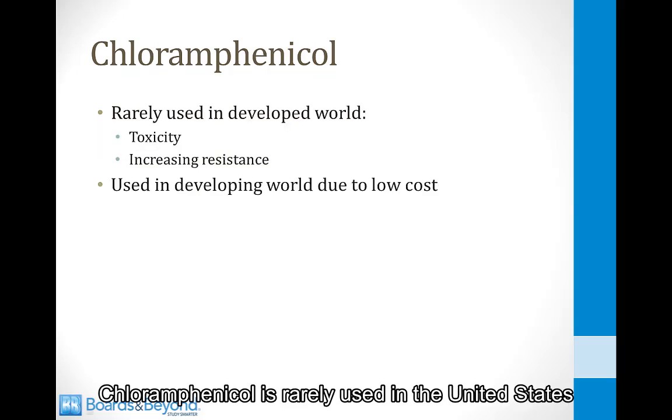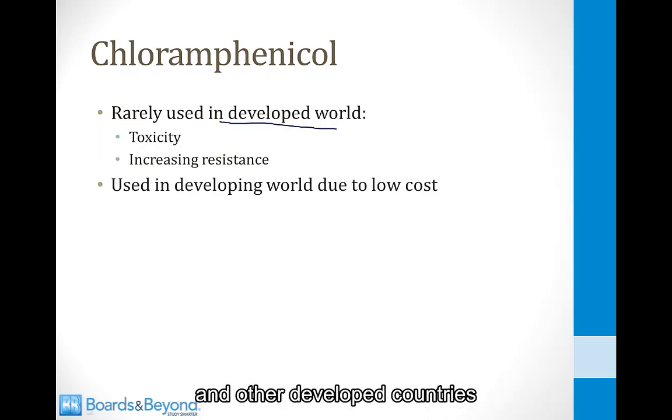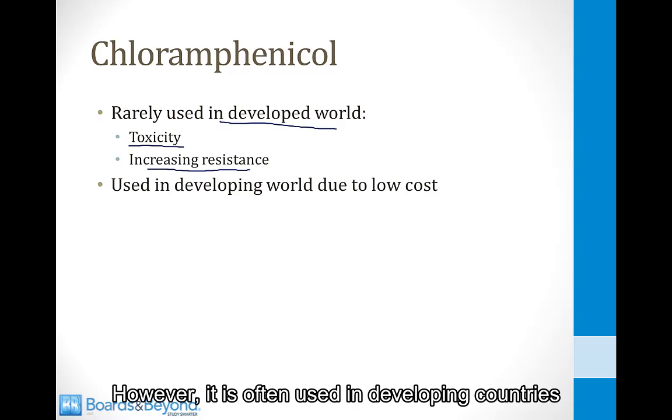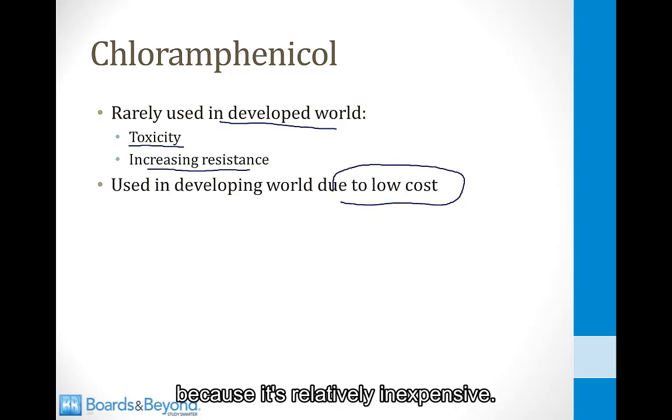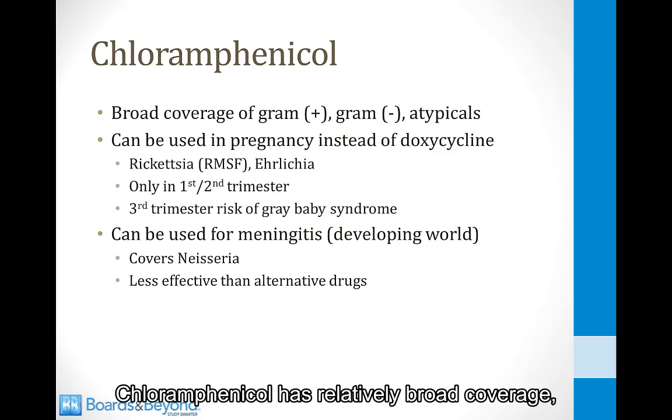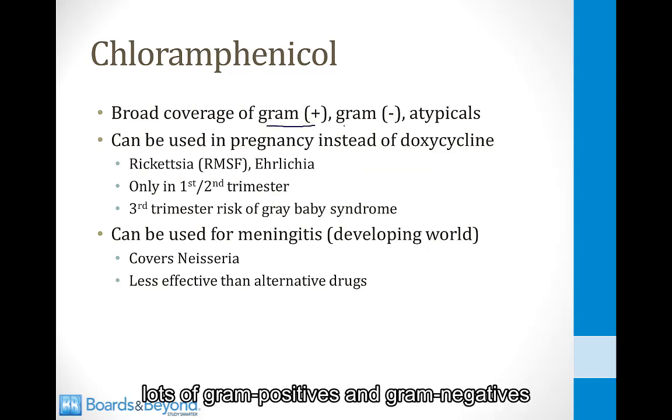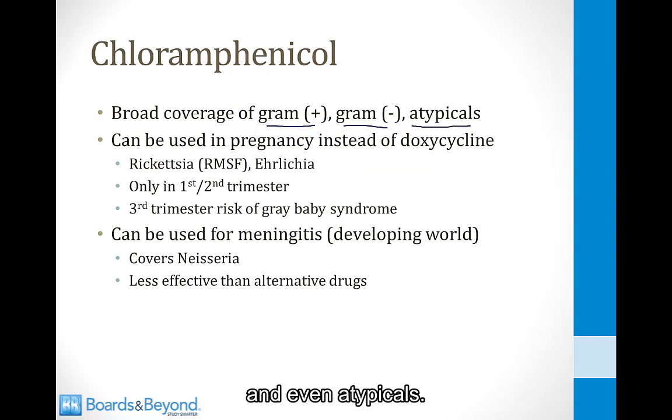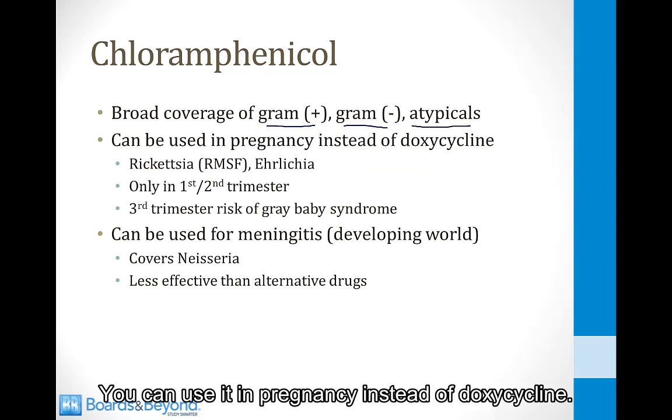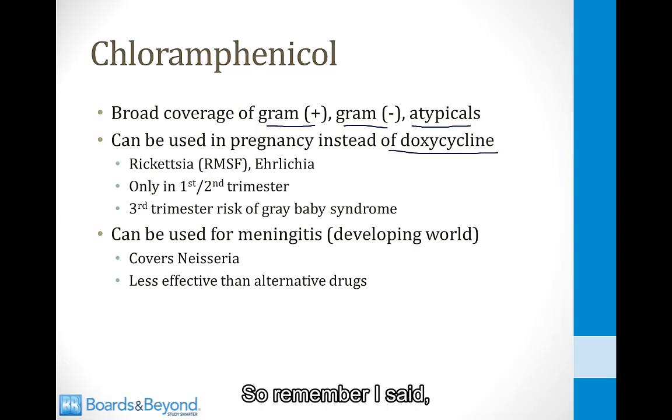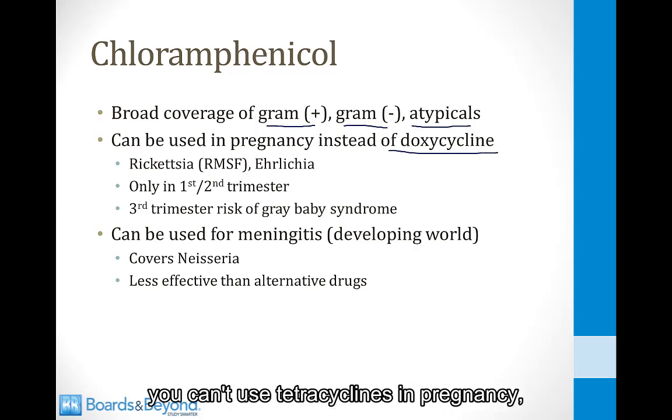Chloramphenicol is rarely used in the United States and other developed countries, and that's because it has a lot of toxicity and there's a lot of resistance. However, it is often used in developing countries because it's relatively inexpensive. Chloramphenicol has relatively broad coverage, lots of gram-positives and gram-negatives and even atypicals. You can use it in pregnancy instead of doxycycline. So remember, I said you can't use tetracyclines in pregnancy.